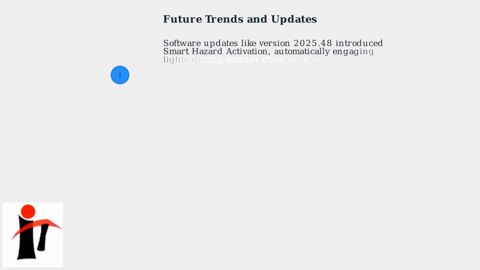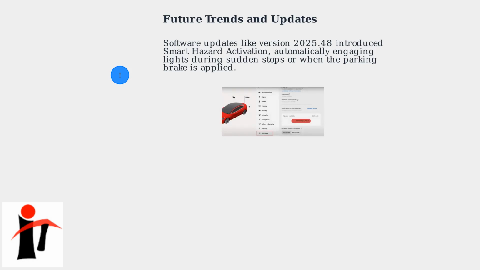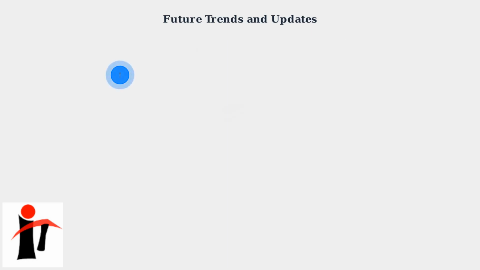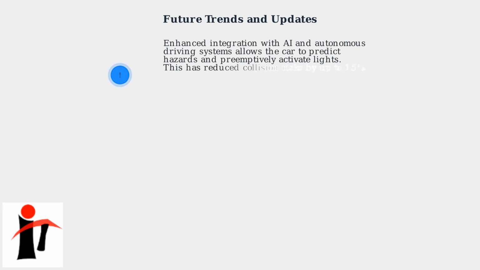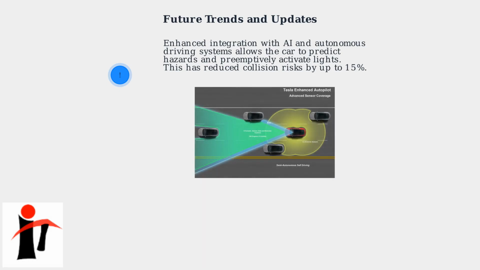Recent software updates, such as version 2025.48, introduced Smart Hazard Activation. This feature automatically engages hazard lights if the vehicle detects a sudden stop or if the driver applies the parking brake while stationary. Enhanced integration with AI and autonomous driving systems is allowing the car to predict hazards based on sensor data and preemptively activate the lights. In simulated tests, this has reduced collision risks by up to 15%.